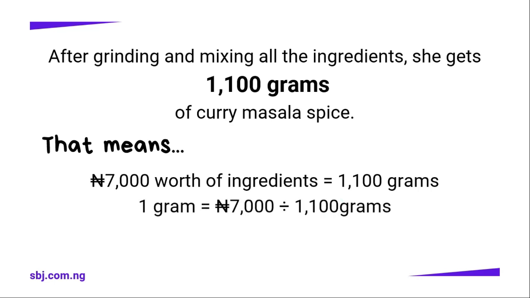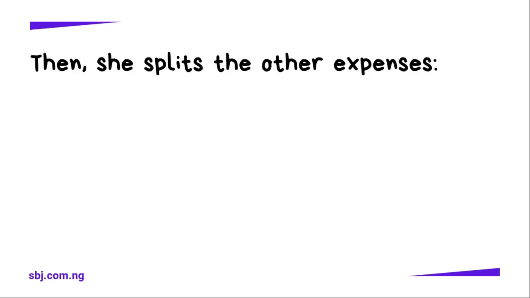Now what do we need this for? We need to calculate how much 1 gram costs. She'll be packaging these things inside a bottle, and she needs to know how much a gram costs so that it will be easy for her to calculate how many grams she's going to be putting in a bottle. So here in our calculation, 1 gram is equal to 7,000 worth of ingredients divided by the 1,100 grams, and it's giving us 6 naira 36 kobo. That's 1 gram of curry masala spice.